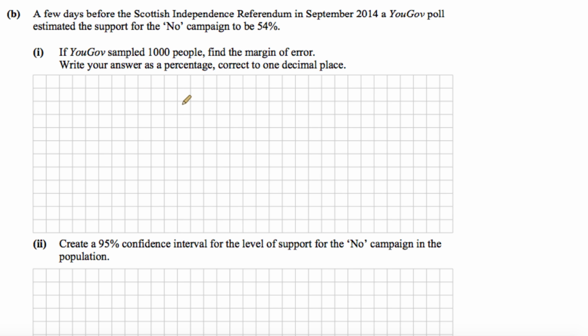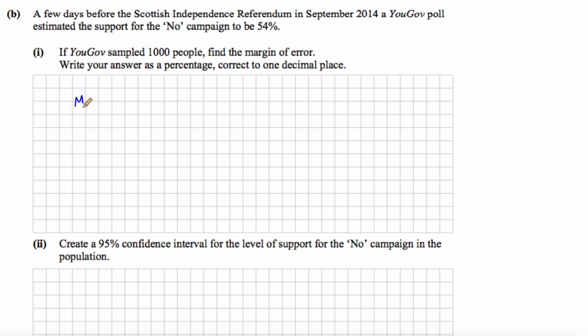Okay, part B. A few days before the Scottish independence referendum in September 2014, a YouGov poll estimated the support for the No campaign to be 54%. If YouGov sampled 1,000 people, find the margin of error. Write your answer as a percentage correct to 1 decimal place.